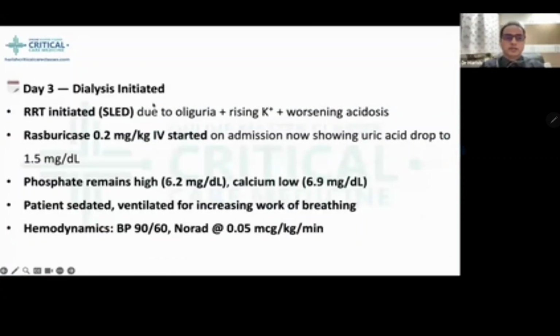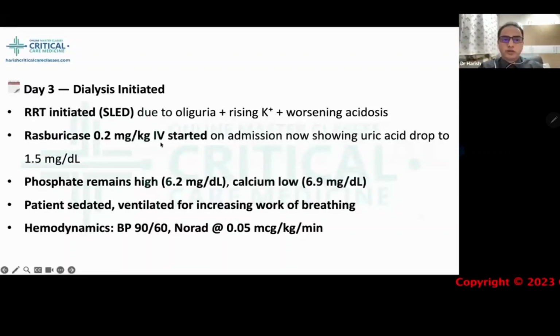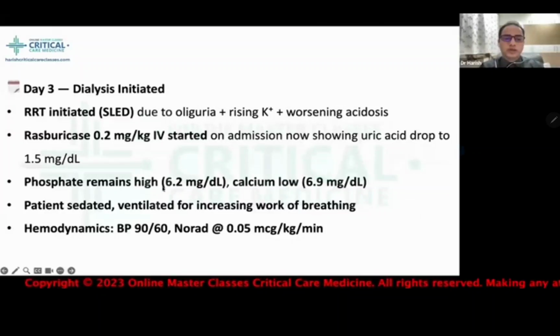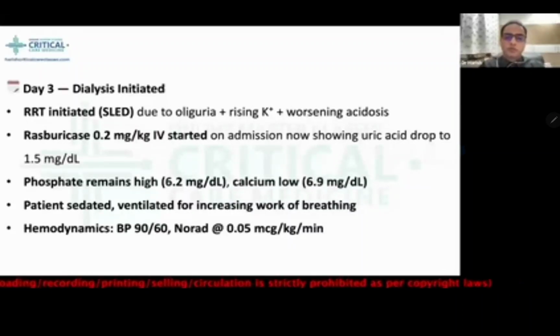So day 3, we initiated the dialysis. SLED has been started due to oliguria, rising potassium and worsening acidosis. Initially on day 1 itself we gave rasburicase 0.2 milligram per kg IV on admission, and now it shows a uric acid level of 1.5 milligram per deciliter. Phosphate still remains high, it is 6.2, calcium is low, that is 6.9. The patient is sedated and started on mechanical ventilation because of increased work of breathing. His BP is 90/60, on a moderate dose of noradrenaline, that is 0.05 mics per kg per minute. This is day 3 of your tumor lysis syndrome.